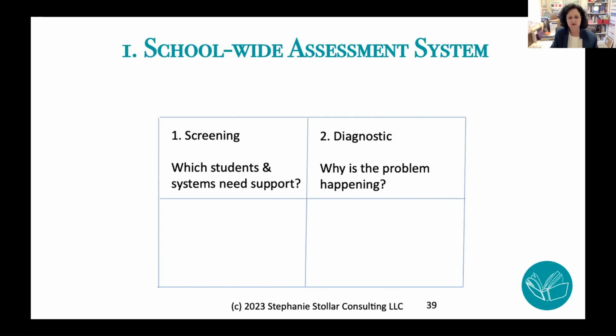The second question that you need to answer when you're implementing MTSS is, why is the problem happening? What is the specific problem? And why is that happening? So how and why kinds of questions. And those are answered by diagnostic assessments. And as you'll see in just a minute, screening and diagnostic are two different kinds of assessments. I've got them in two different boxes here because they answer two different questions. They are helpful for two different purposes of assessment. You need both kinds of tools.